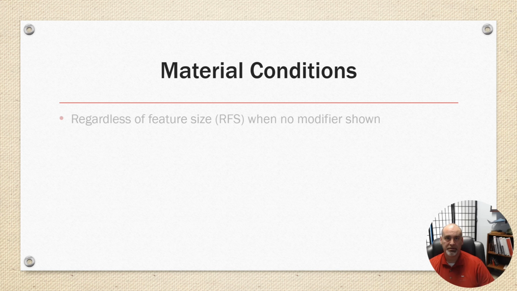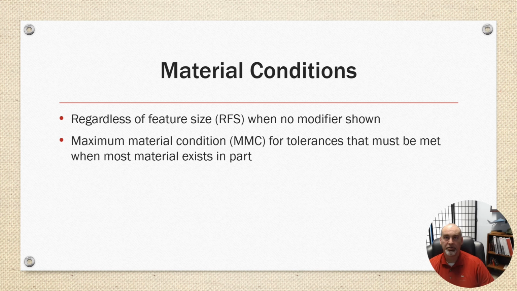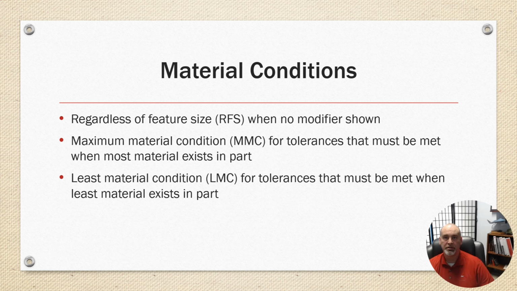For material conditions, you can have regardless of feature size, or RFS, when no modifier is shown. Maximum material condition is for a tolerance that must be met when the most material exists on the part, and least material condition is for tolerances that must be met when there's the least amount of material existing in the part.